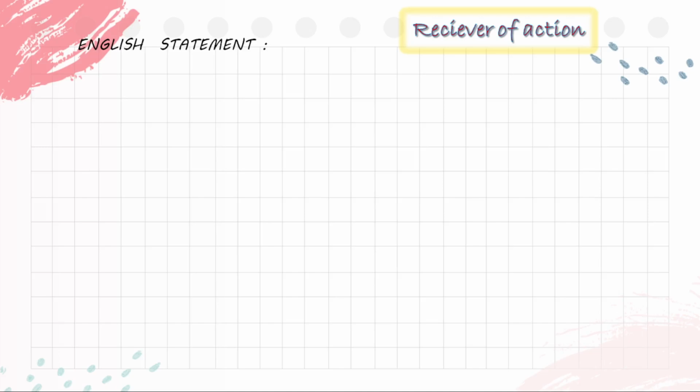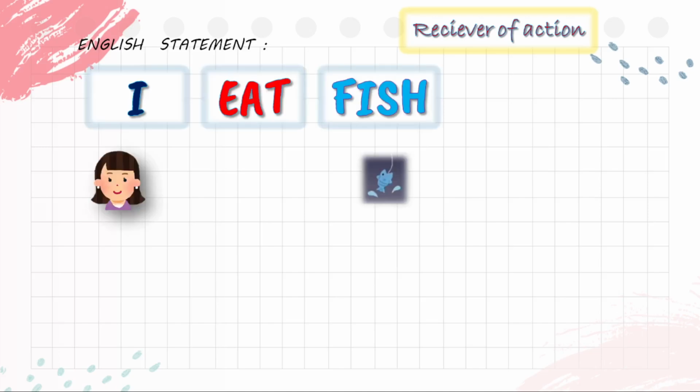This is the example. I eat fish. Is it very simple? Right. Now, I just want to ask you one question. In this statement, how do I know that I am the one who is eating the fish and not the fish who is eating me? Did you get my question? Now I want you guys to take 1 minute and think over this question. I'll repeat it. How do I know that I am the one who is eating the fish and not the fish is eating me?